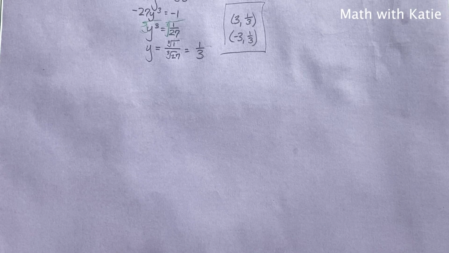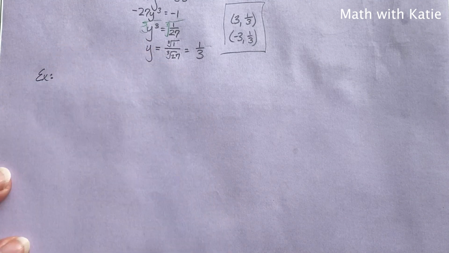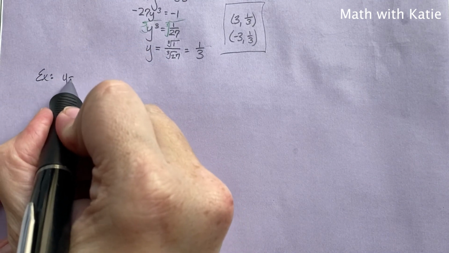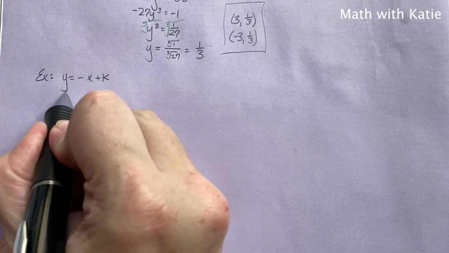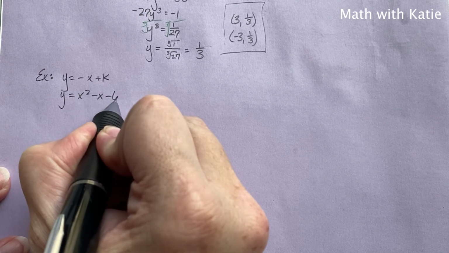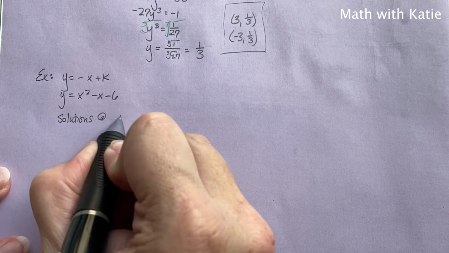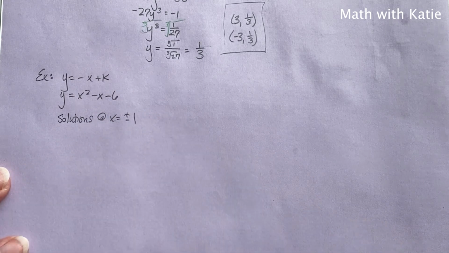All right, now we're going to do an example of them giving you two different functions, giving you the x of those solutions, and you have to find the k variable that they haven't given you. So y equals -x plus k, and y equals x squared minus x minus 6. And there are solutions at x equals plus and minus 1. Okay, now we have to find k.